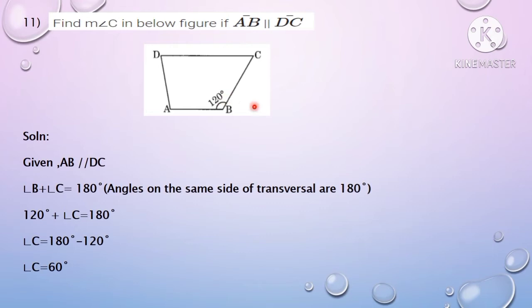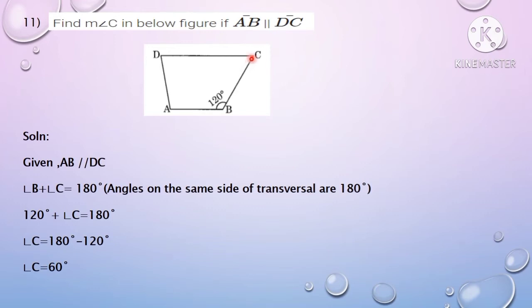Okay. So here AB is parallel to DC. Now we want to find out angle C. What is the question? We want to find out the measure of angle C. So here which are the two adjacent angles, children? Angle B and angle C. What is the measurement for angle B? 120. So 120 plus angle C is equal to 180 degree.